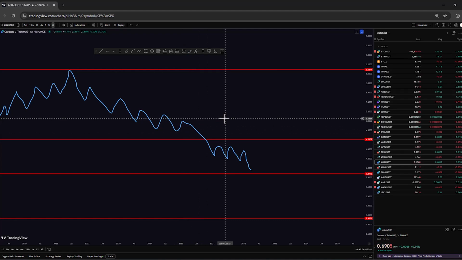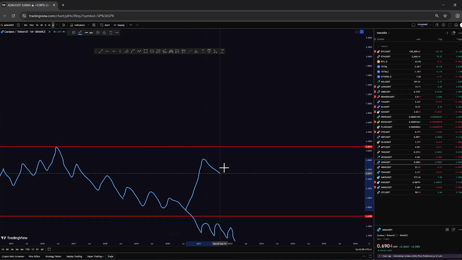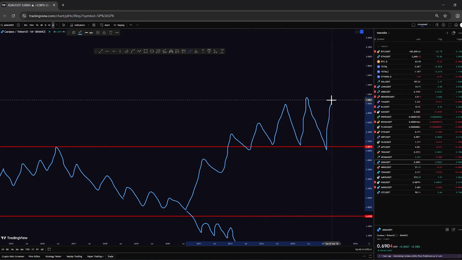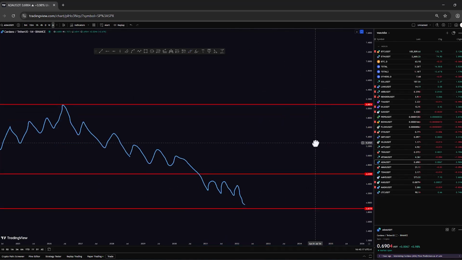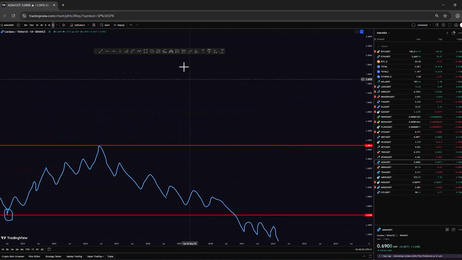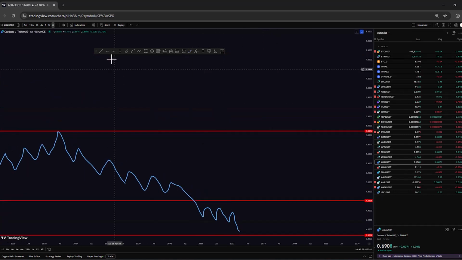So when a support is broken, it becomes resistance, and vice versa. If we go up and break the resistance, that level becomes support. So broken support becomes resistance. Broken resistance becomes support. This is a very important point, and we must pay attention to it.